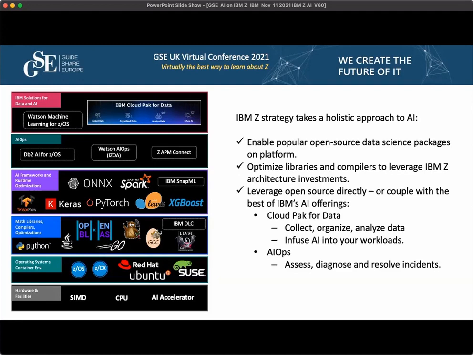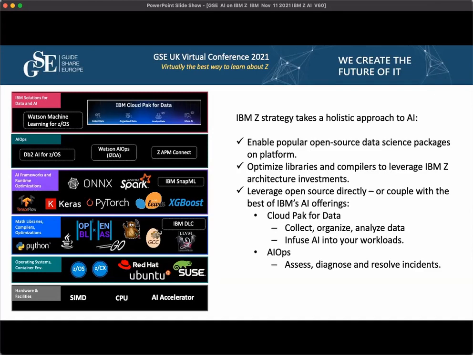And you'll see that this includes some of the math libraries that really contain a lot of the complex math functions used in machine learning and deep learning. And we're leveraging certainly our vectorization architecture in terms of SIMD to optimize those libraries for our Z platform and our Z architecture.